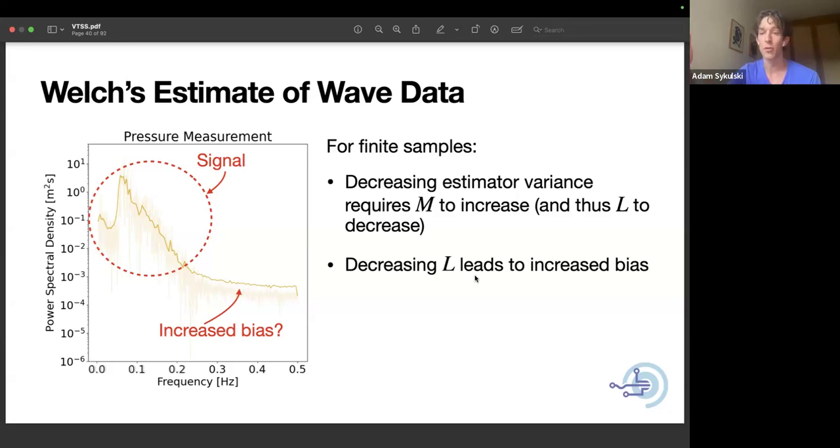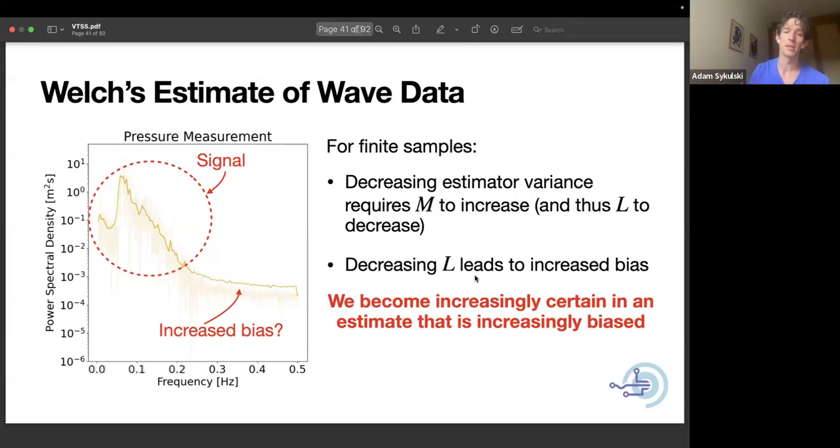And we just average over them, but averaging over bias doesn't kill bias. Averaging over variance can kill variance. And what that means is under Welch's classical method, we can actually become increasingly certain in an estimate that is increasingly biased as we seek to smooth by increasing m. And this can be really, really problematic.